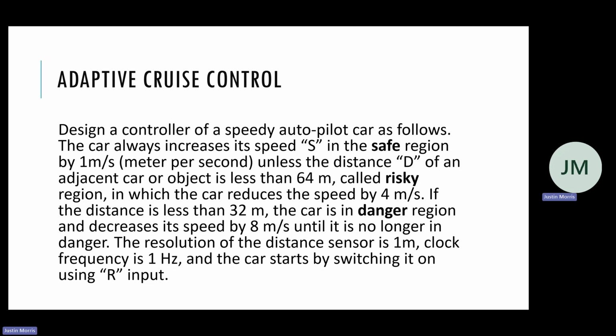The resolution of the distance sensor is 1 meter. That will tell you how many bits these things need to be. And the clock frequency is just going to be 1 hertz. The car will start this cruise control by switching it on using the R input. The R input is just going to be like a button used by the user to start the cruise control. So this is your description.